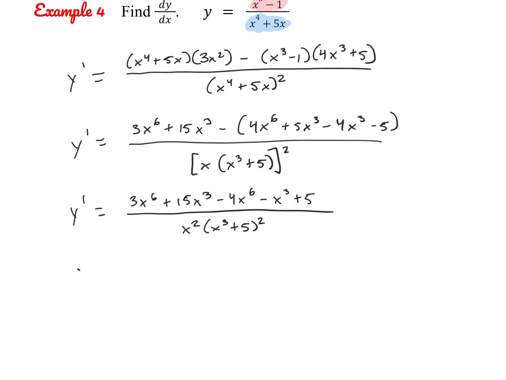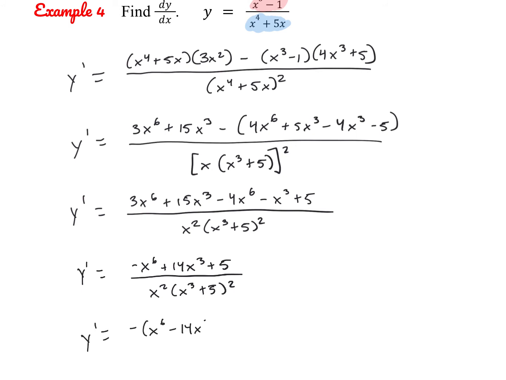Let's combine like terms. So we have negative x to the 6 plus 14x cubed plus 5 all over x squared times x cubed plus 5 squared. So in our numerator, we could factor out the negative, and we could try to factor the remaining polynomial, but in this case, it is not factorable. So this would be our final answer.